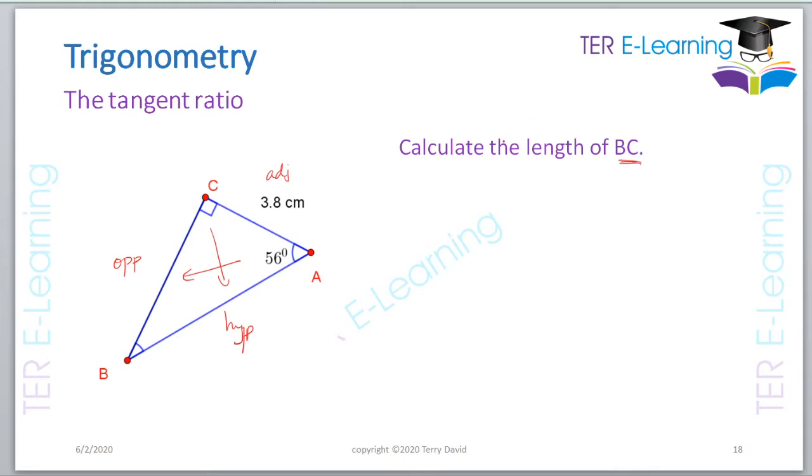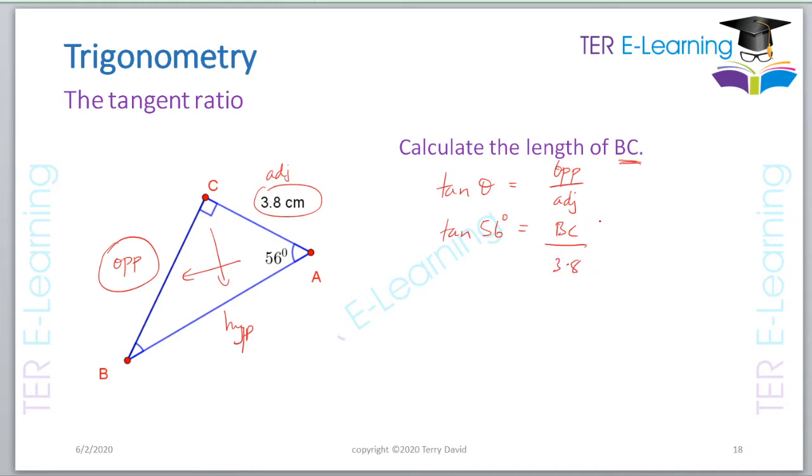Now, what do we want? We want to find BC, so we're working with opposite and adjacent, so we know we have to use tan. You're going to put tan theta is opposite over adjacent. So therefore tan 56 degrees is equal to opposite, which we don't know but is BC, so you put in BC divided by adjacent, which in this case is 3.8 cm.